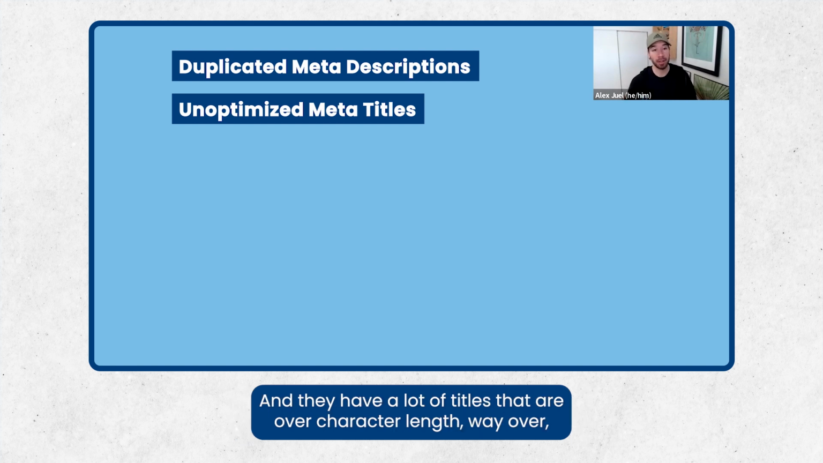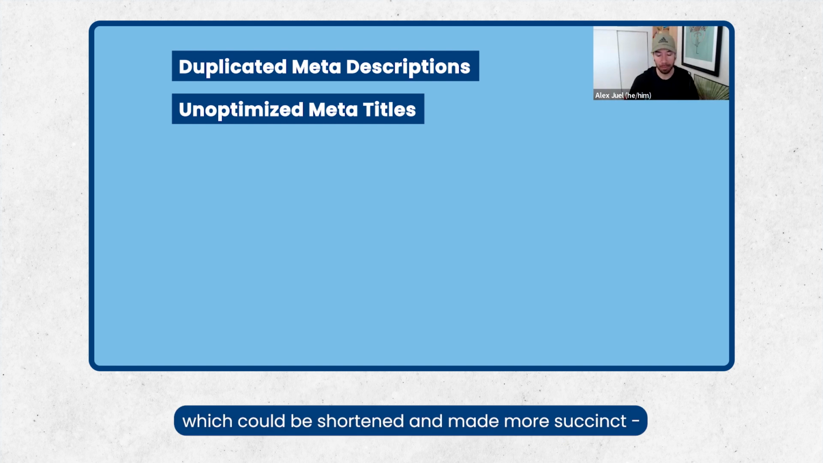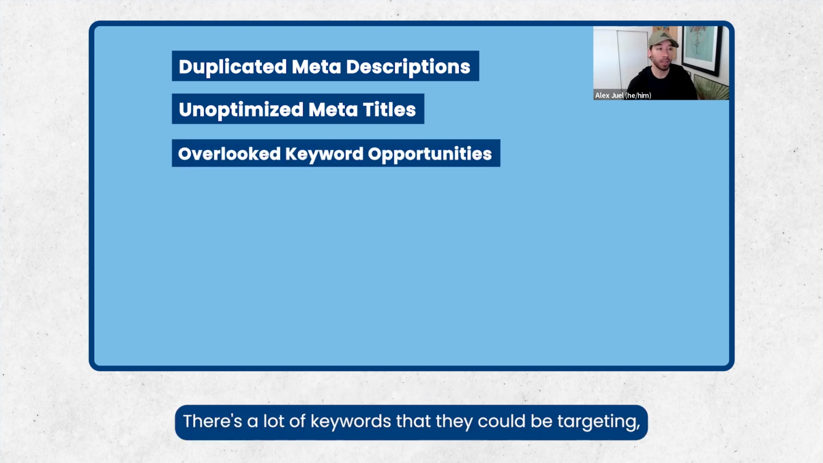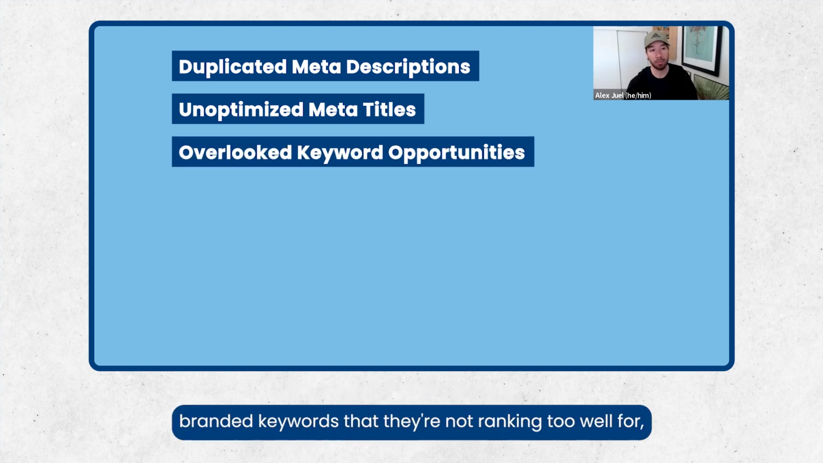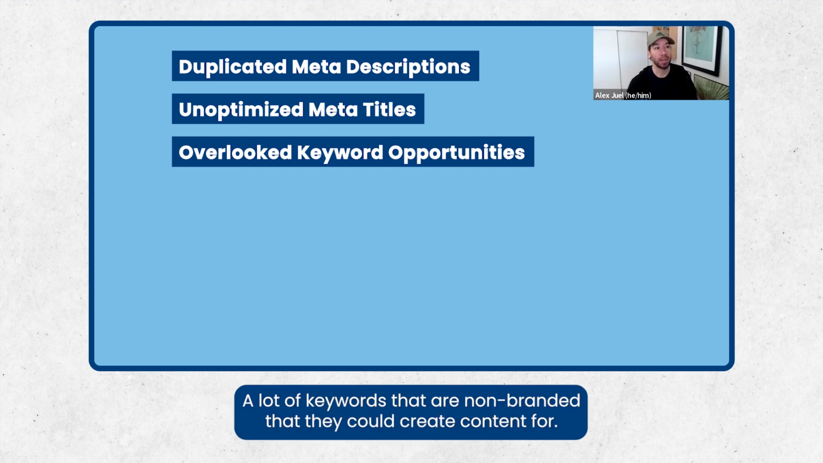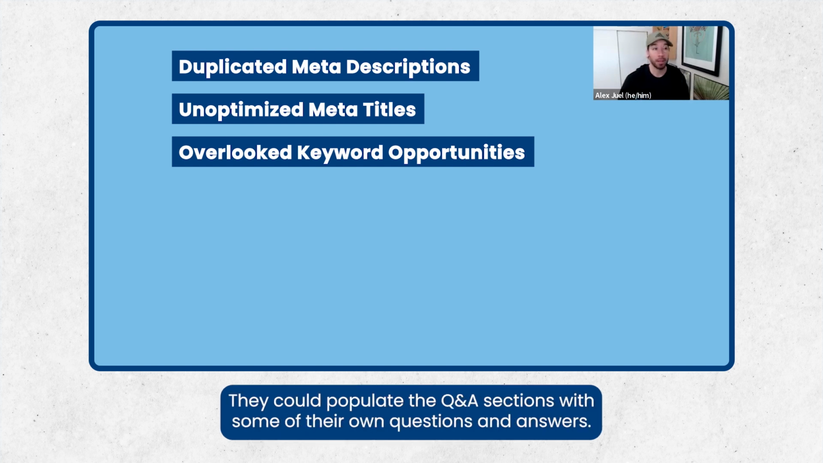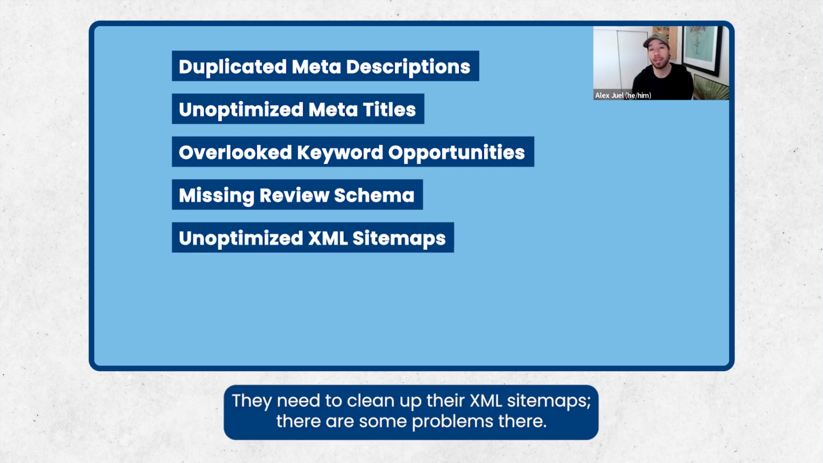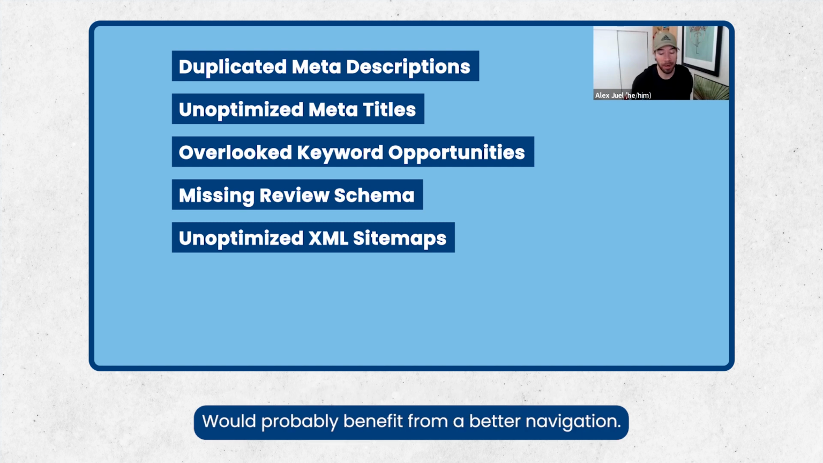And they have a lot of titles that are over character length, way over, which could be shortened and made more succinct, which would also help Google or all the search engines. There's a lot of keywords that they could be targeting. Branded keywords that they're not ranking too well for could create some holiday pages. A lot of keywords that are non-branded that they could create content for. They could populate the Q&A sections with some of their own questions and answers. They should be using review schema on product pages. They need to clean up their XML sitemaps. There's some problems there. Would probably benefit from a better navigation.